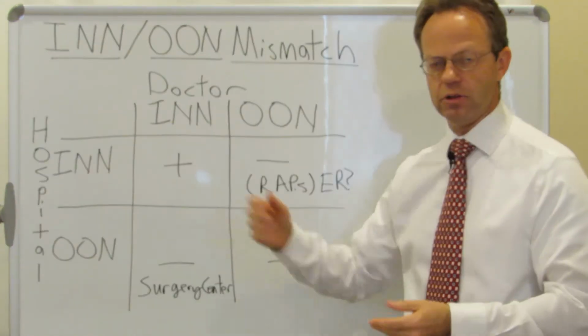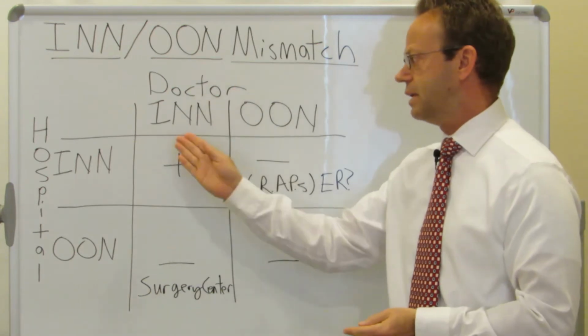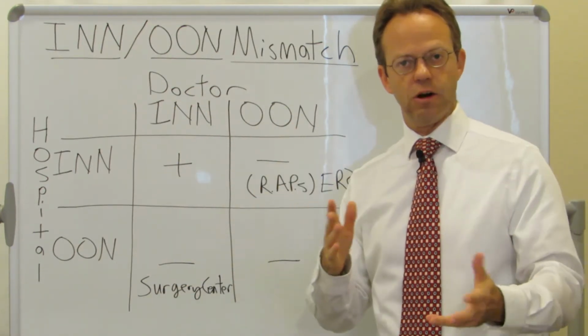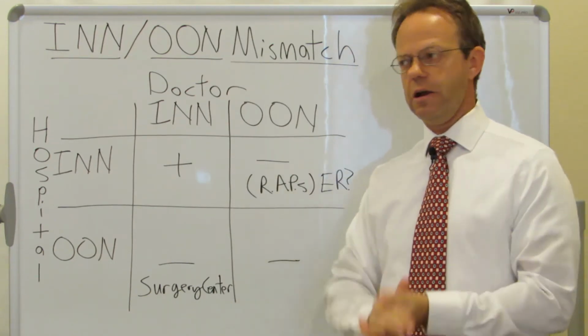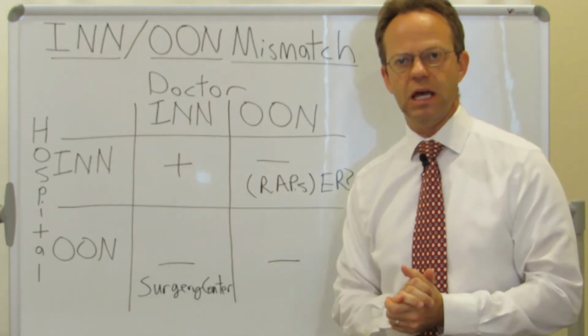And so here we have a matrix where we have the hospital over here and we have the doctor here on top, and we have in-network and out-of-network, and so you can see you have a combination of four things that are possible. And so of course the best case scenario is when you have an in-network doctor and an in-network hospital. That's why I have that plus sign there.